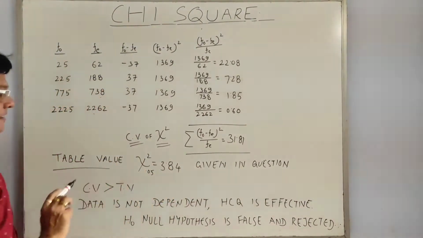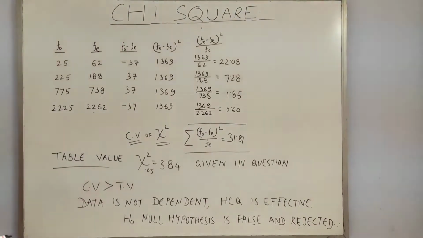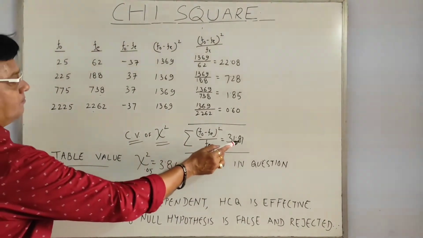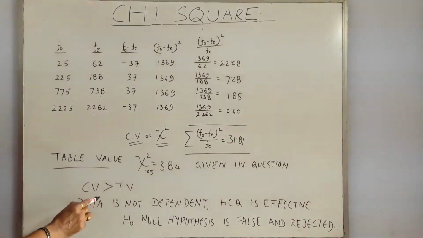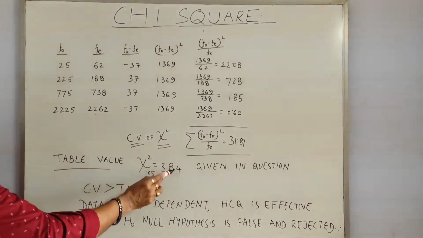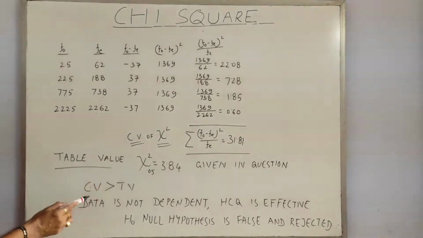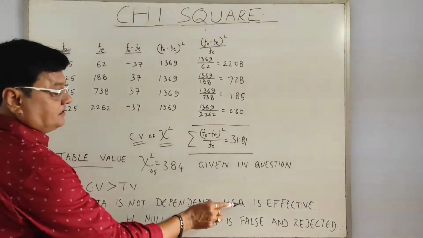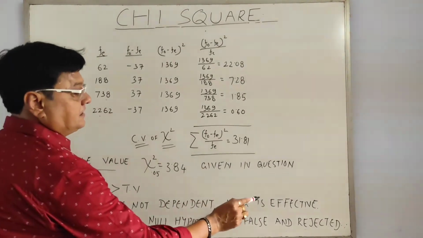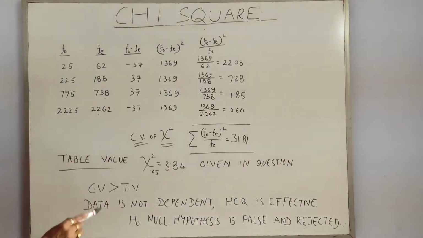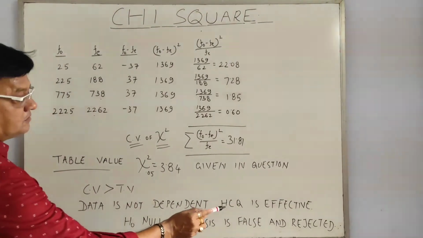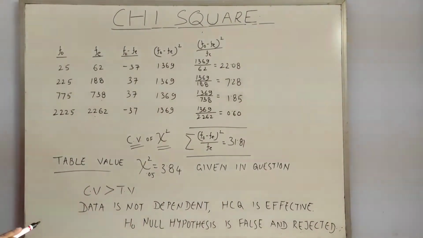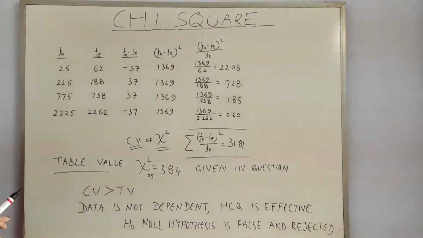Okay, chi-square. Now, our analysis: the calculated value of chi-square, 31.81, is much greater than the table value 3.84. That means the data is dependent. That means HCQ, the medicine we have given, is effective. That means our null hypothesis is false and it is rejected. So that is how this chi-square works.